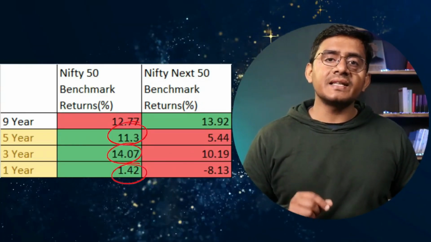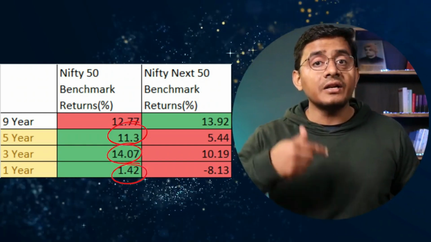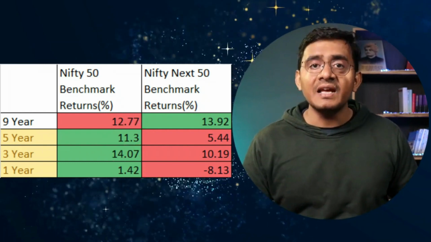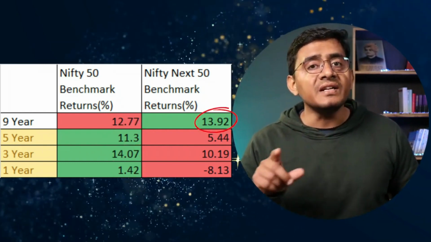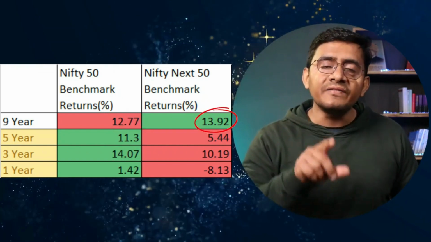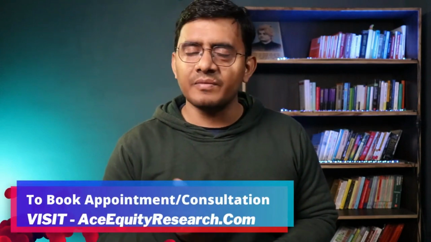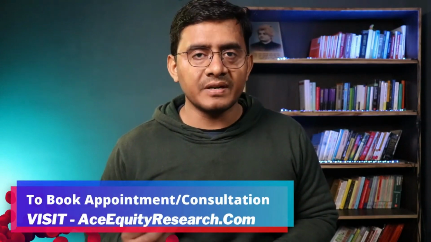And here we can see that in 1 year, 3 year and 5-year periods, Nifty 50 has outperformed Nifty Next 50, and in the 9-year period, Nifty Next 50 has outperformed Nifty 50 in terms of compounded returns. So coming back to the question, which index is performing better in terms of returns? The answer is both indexes are doing equally well.